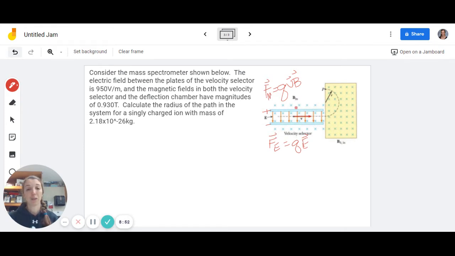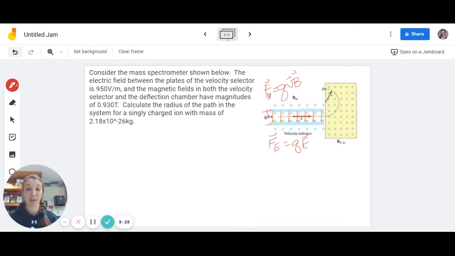So when it goes through this part, only the charges that have a specific velocity will go through this undeflected. If they're traveling too fast, then the magnetic field will pull on them more than the electric field. And if they're traveling too slow, the electric field will pull on them more than the magnetic field, and they will be deflected, and they won't make it through this part. So this part is called the velocity selector.